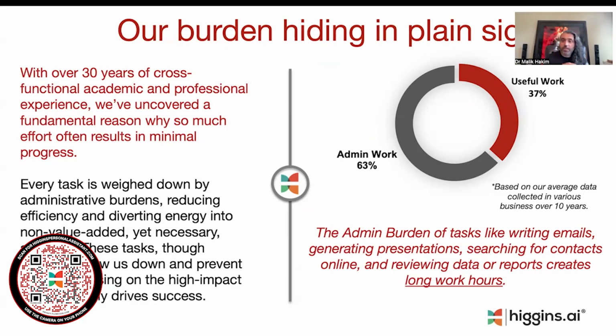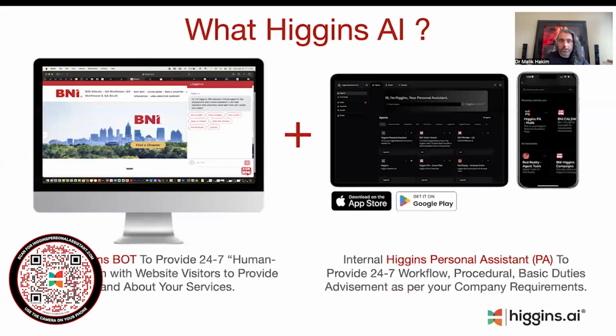This is critical. What they can do for you, what you can do for them, right? All of that is really important, and that's what Higgins is trying to do here. So we have two different Higgins we're going to talk about. One is the Higgins bot and the other one is the personal assistant, right?